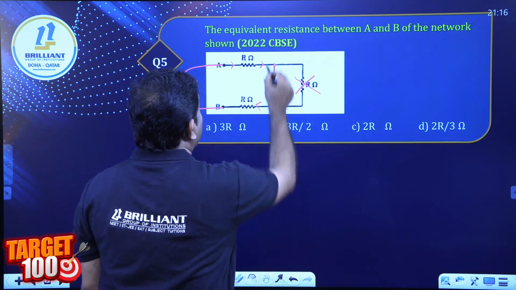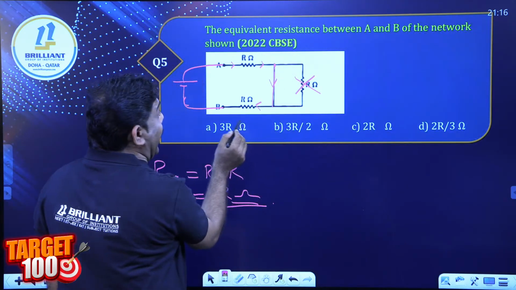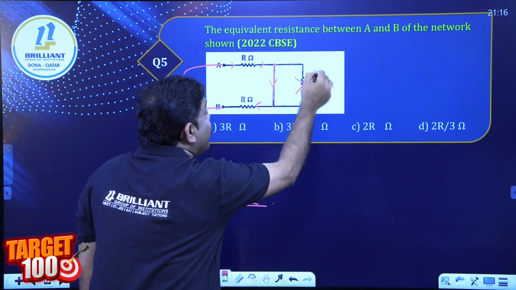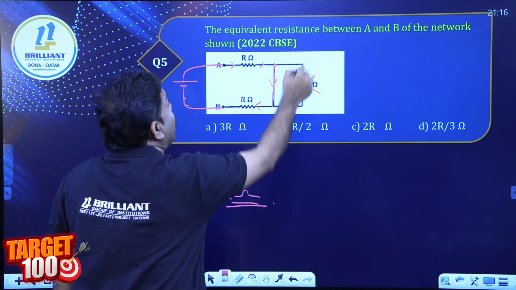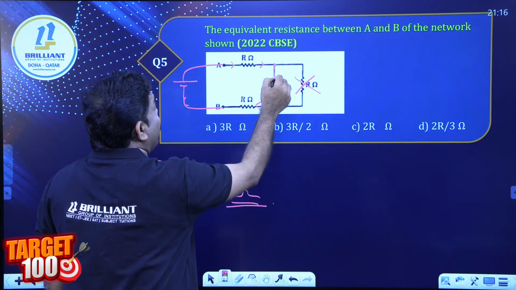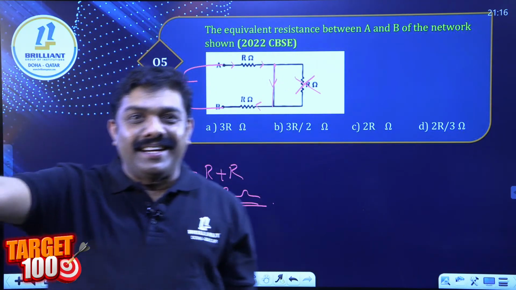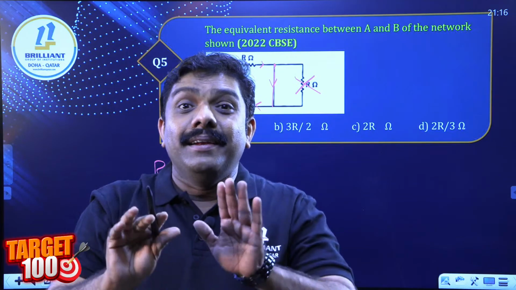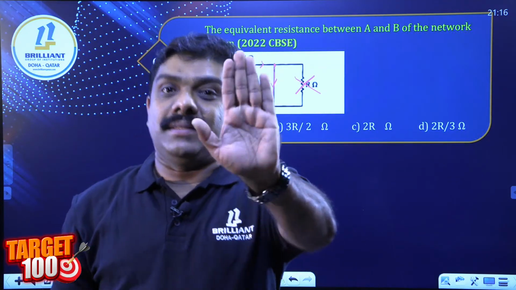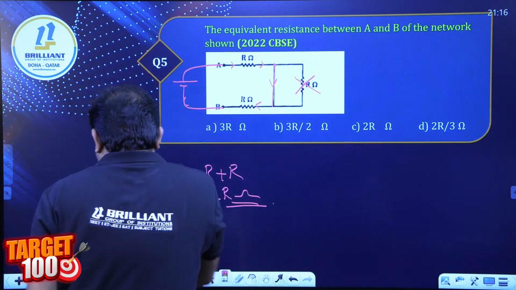In order to find the equivalent resistance between A and B, we neglected this resistance because no current flows through that. Current always selects the least resistance path. Now we are explaining the next question.